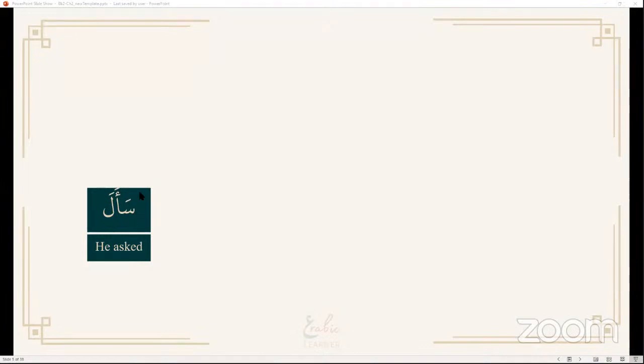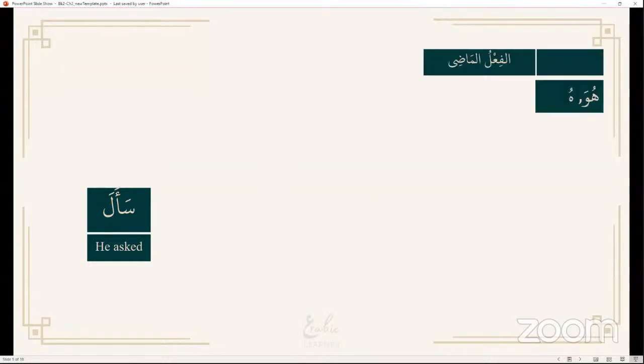Sa'ala. So what is the mudare? What is expected? Fataha, yaftahu. So Sa'ala, what should it be? Yas'alu. Good, mashallah. This is how you will know. Okay, so let's do the conjugation of Sa'ala.